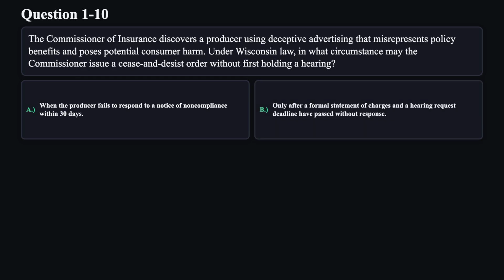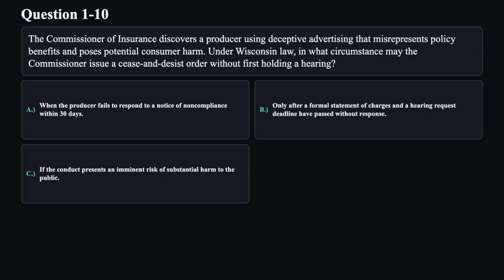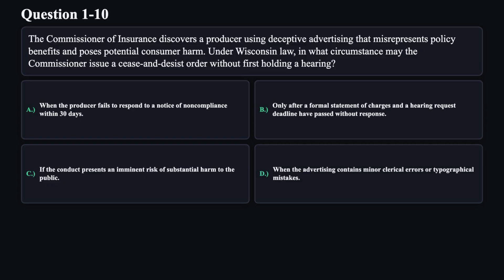B. Only after a formal statement of charges and a hearing request deadline have passed without response. C. If the conduct presents an imminent risk of substantial harm to the public. D. When the advertising contains minor clerical errors or typographical mistakes.